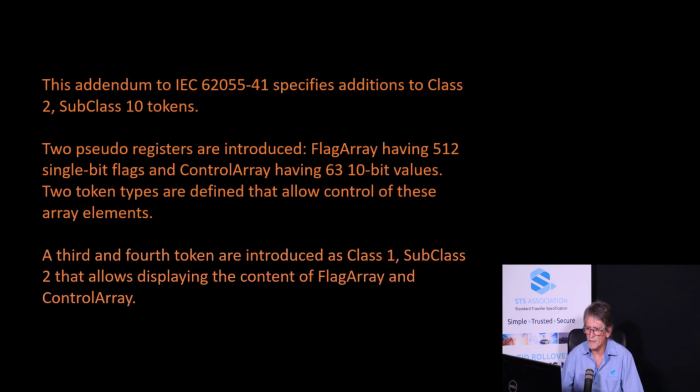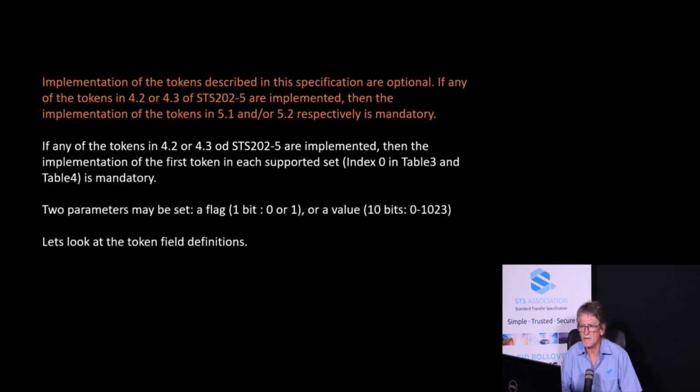A third and fourth token are introduced as Class 1 Subclass 2 that allows displaying the content of the flag array and control array, and these, of course, being Class 1, are not encrypted. Implementation of the tokens described in the specification is optional. If any of the tokens in 4.2 or 4.3 of STS202-5 are implemented, then the implementation of tokens in 5.1 and/or 5.2 respectively is mandatory. So in other words, if you implement any of the tokens, you must then implement the tokens to be able to read what's in the arrays.